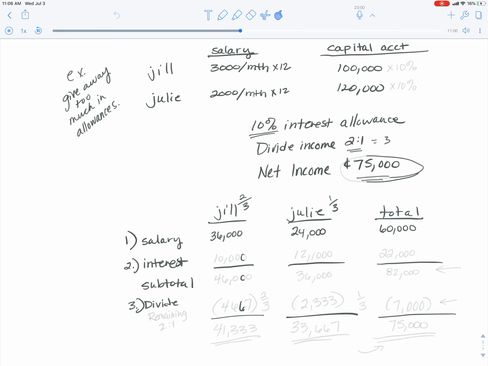Okay, now we're going to do interest next. So Jill gets 10% on her capital account balance, and Julie gets 10% on her capital account balance. So we've now given away another $22,000 of income. So let's subtotal.